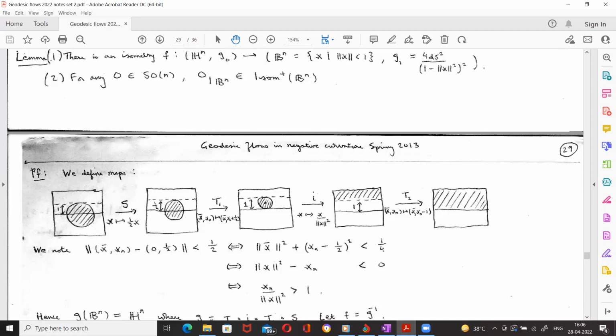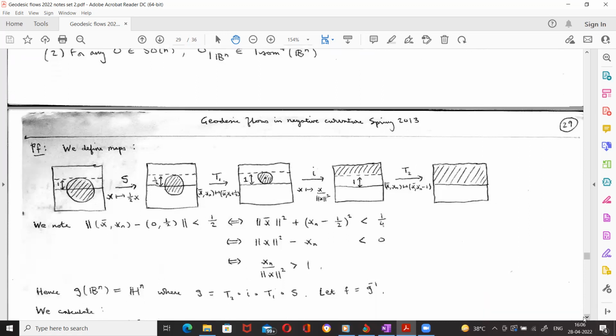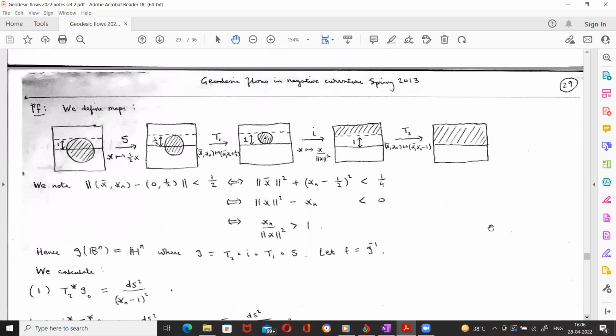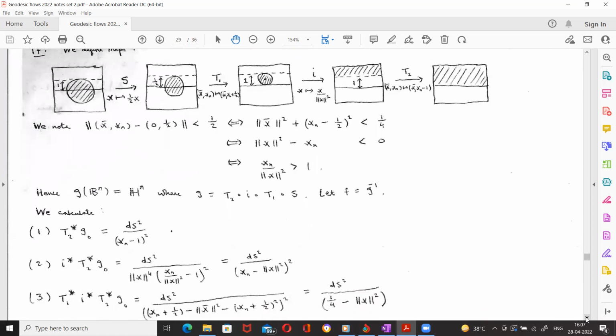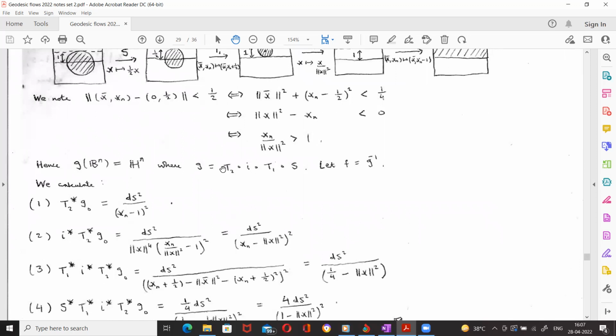Now all you have to check is that under these mappings, if I basically start to pull back the hyperbolic metric on the upper half space by these maps, so T2, then I pull back by I, then I pull back by T1, then I pull back by S, then I will get this metric on the disk. Okay, so that's a calculation you can do now. It's an easy calculation. Okay, so we have this map G, which is T2 composed with I, composed with T1, composed with S. And so now you pull back by each of these, right?